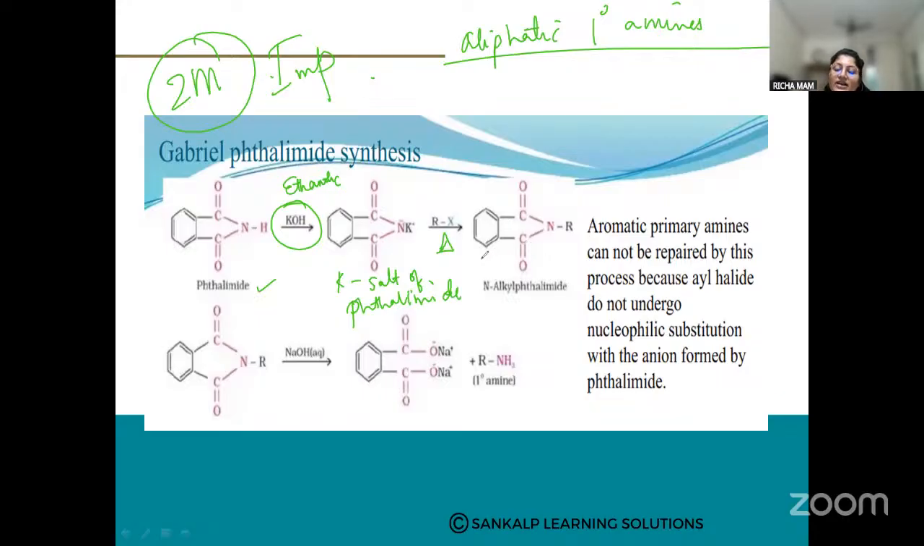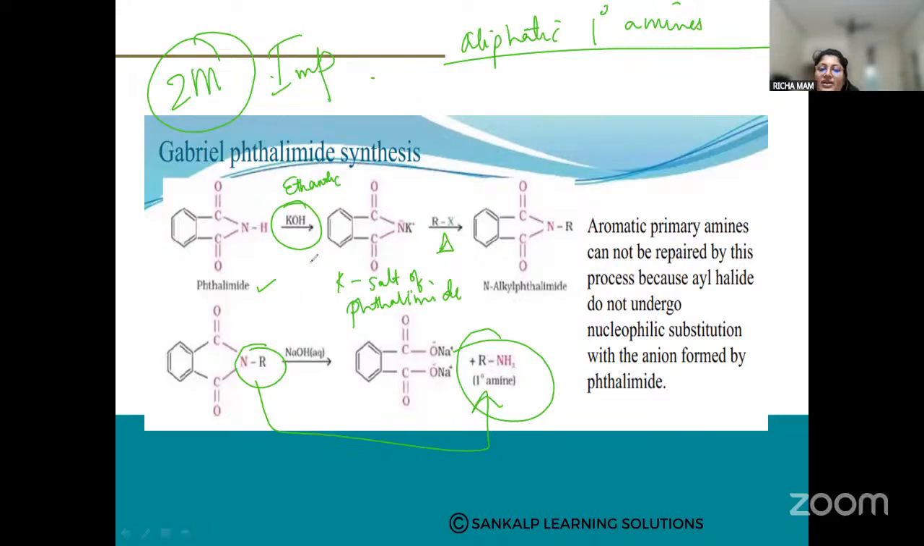This N-alkyl phthalimide further undergoes hydrolysis. On hydrolysis, N-alkyl phthalimide gives primary amine. So this will give you primary amine. Okay, so these are the steps.